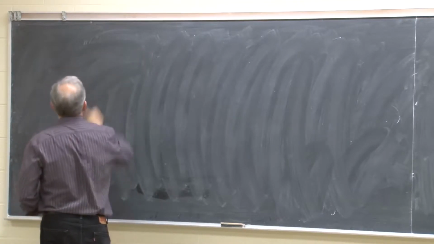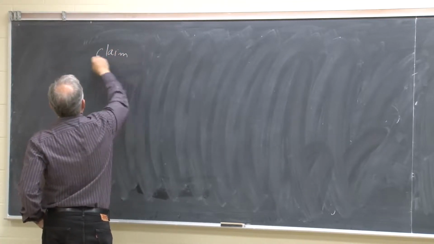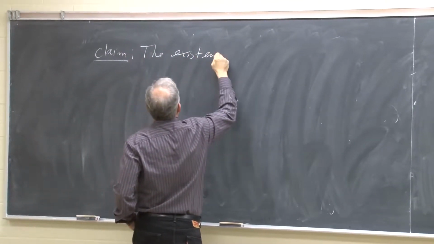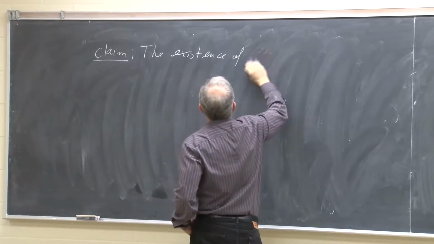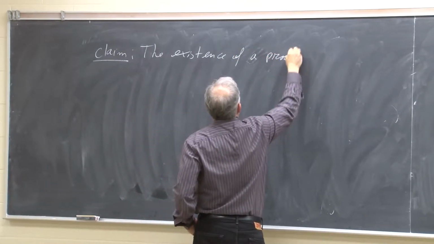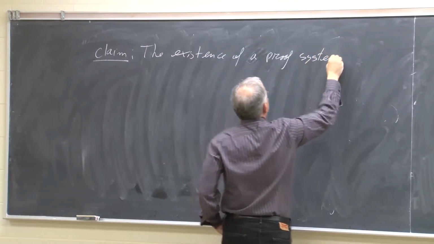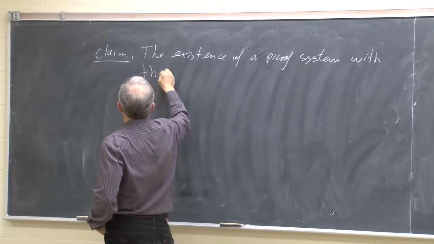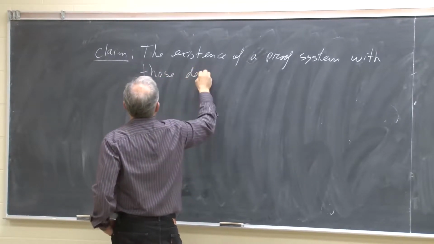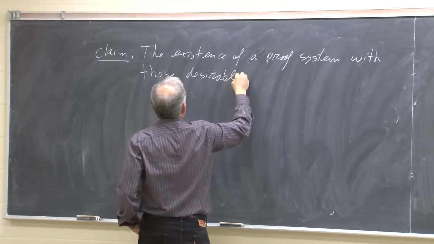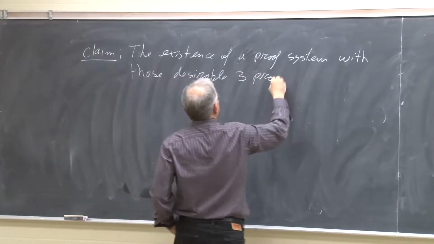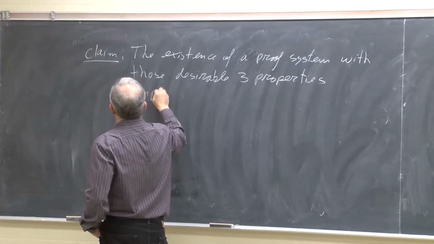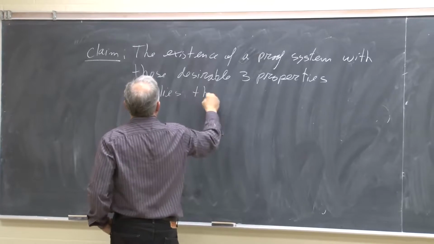So I claim that the existence of a proof system with those desirable three properties implies the compactness theorem.